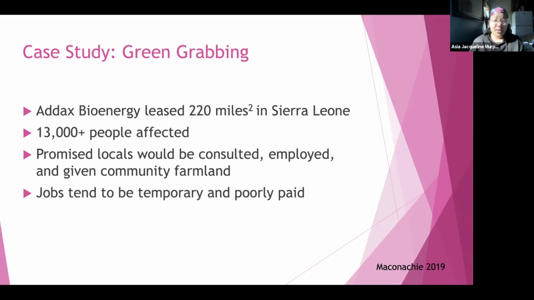13,000 people were affected. And again, like I mentioned, they promised that locals would be employed with steady jobs. And they also promised that at least half of that 220 square miles would be used for community farmland, so people would still be able to farm. And then the other half would be used for sugarcane production. But what it turned out to be was that even though there were community farmland plots, for the most part, they were much further from people than they could actually travel. So it wasn't easy to access them.